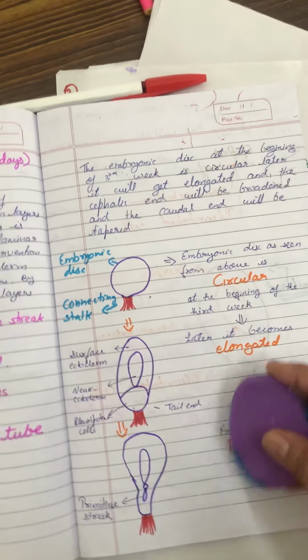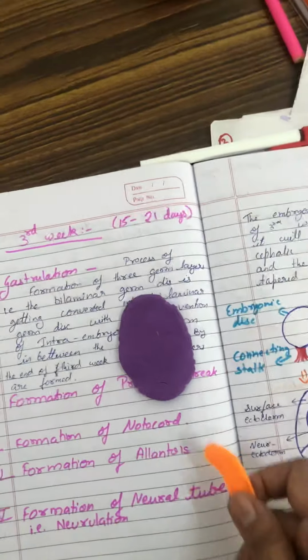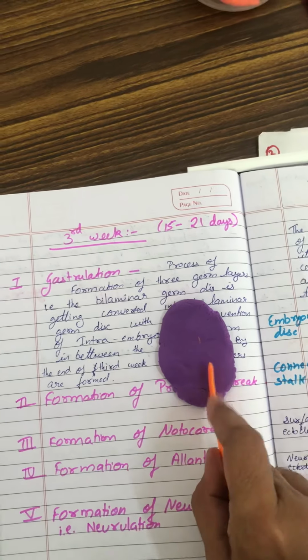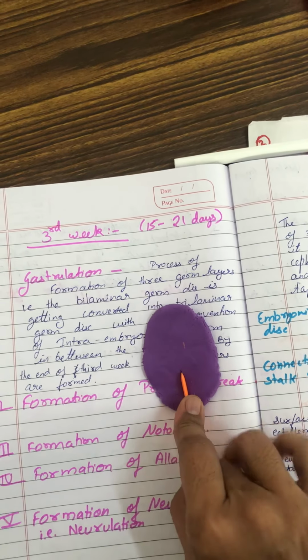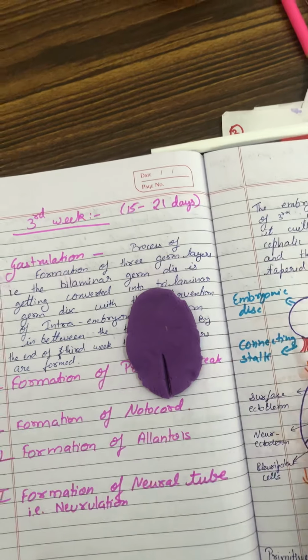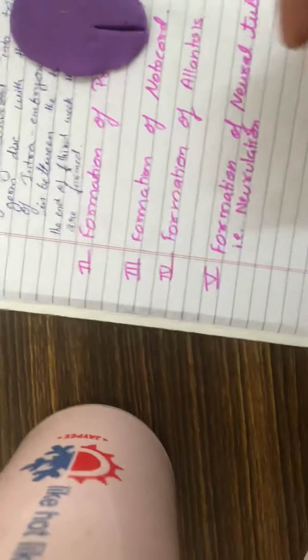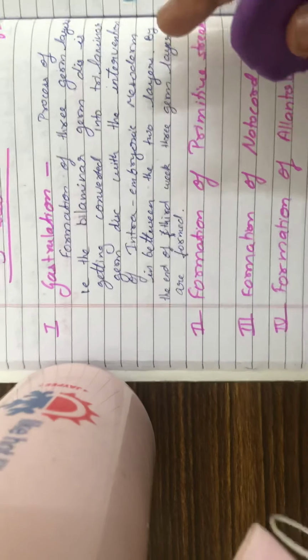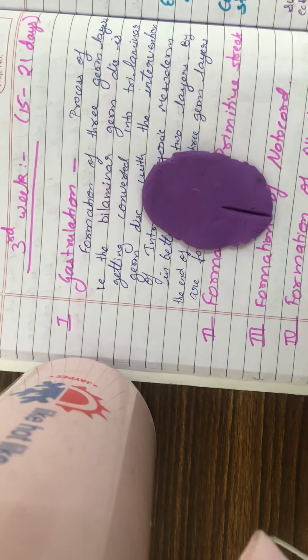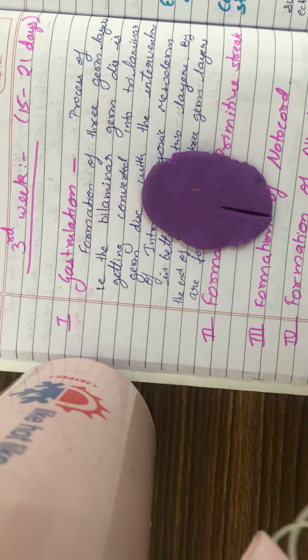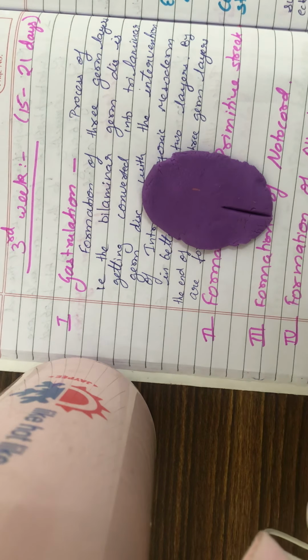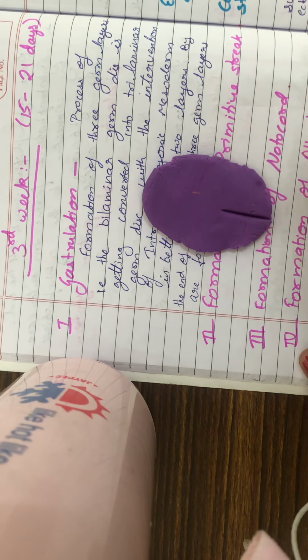Now, what will happen? A streak is formed, known as the primitive streak. What is the primitive streak? It's just like a cut at the lower end, that is, at the tail end. The main process that happens in the third week is gastrulation. In this process, the 3 germ layers are formed. So for gastrulation, the first thing that happens is the formation of the primitive streak.